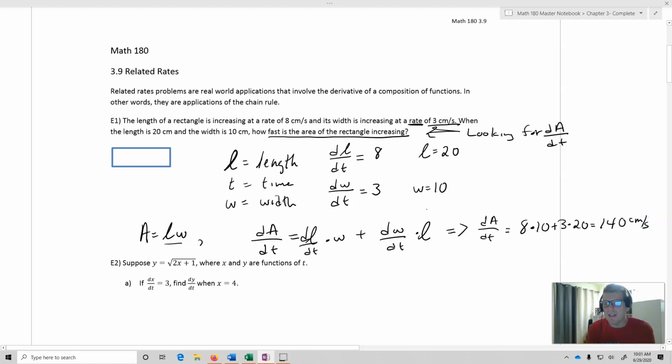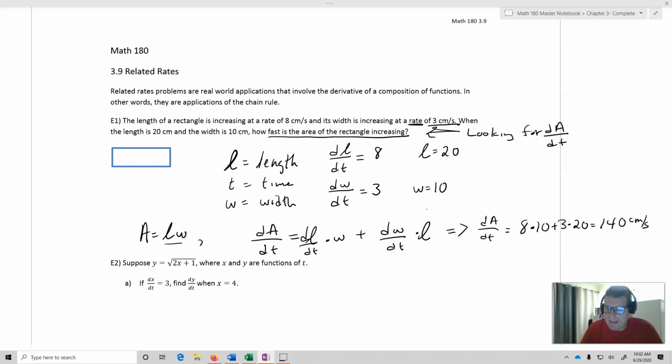We're going to see a lot more of these, but that's basically the process. We're going to be given a set of information that we'll have to use. We're going to probably have to figure out what an equation is. We'll do some differentiation, and then we're going to plug in our values after we've done the differentiation. That's it.